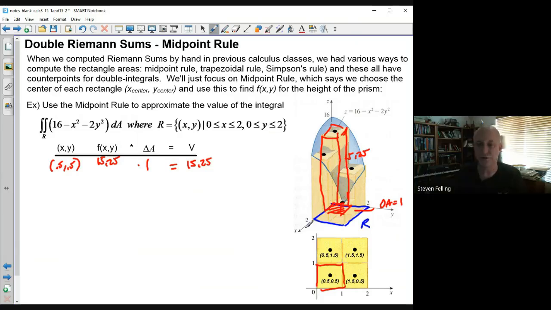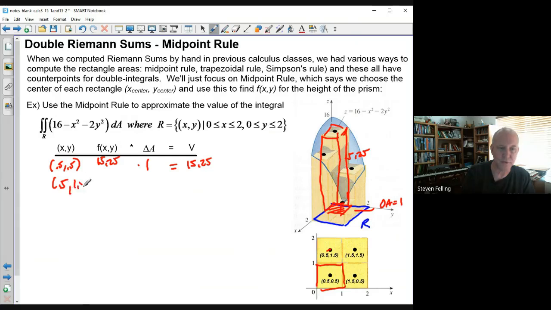You could do that for each of these. So we could go over to this point here, which is 0.5 in the x and 1.5 in the y, the middle of this little square. If you plug that into the function, you would get 11 times an area of 1 gives you a volume of 11. Then if you did this point here, which is 1.5 in the x direction, 0.5 in the y, you'd get 14 when you plug that xy in for the height times 1 would give you 14.